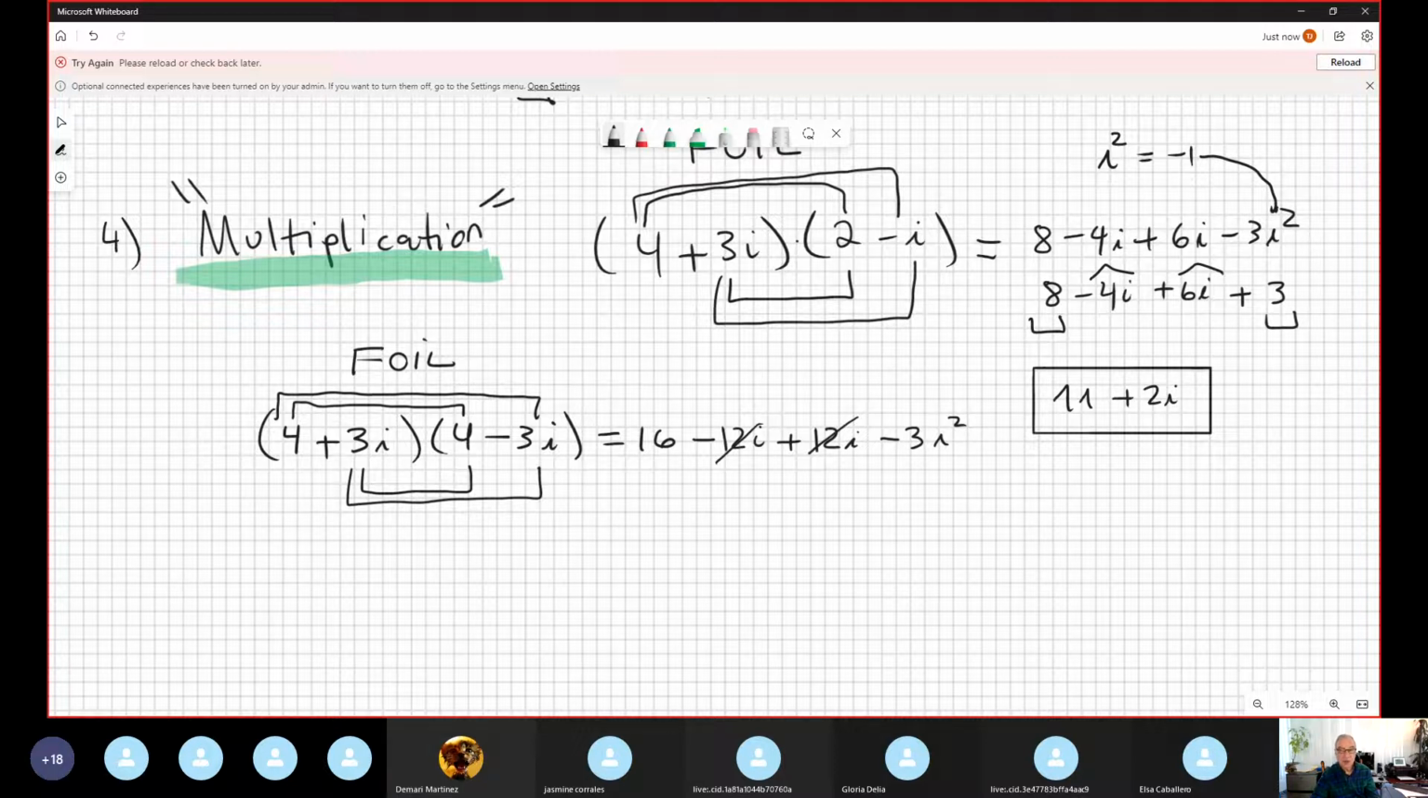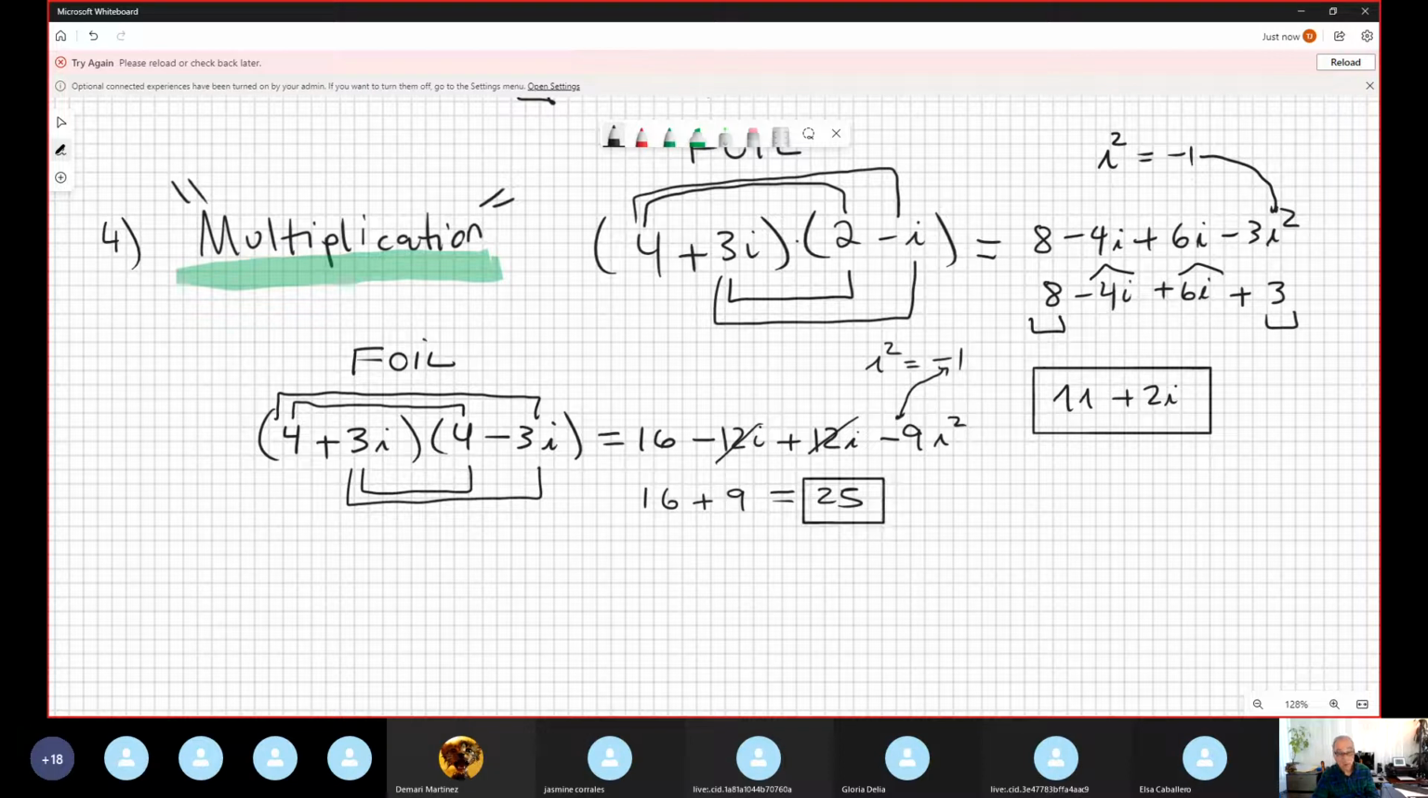Sorry, I made a mistake here. It's 3 squared, 3 times 3 is 9, and 9. One more time it happens: you mentally replace i squared with negative 1, and the double negative together becomes positive. So the answer is 16 plus 9, 25.